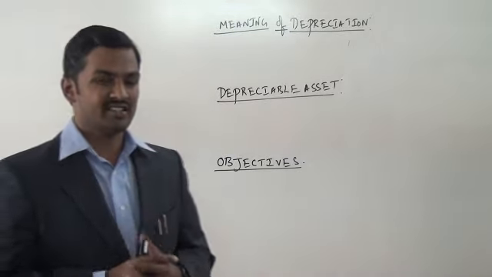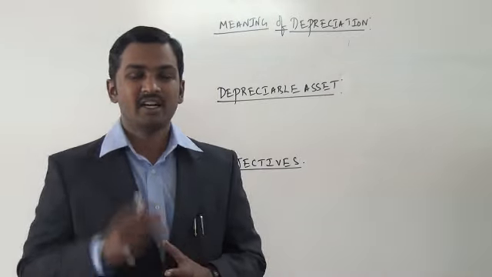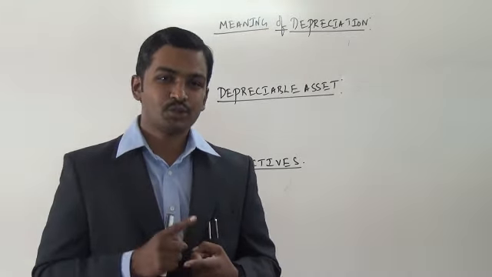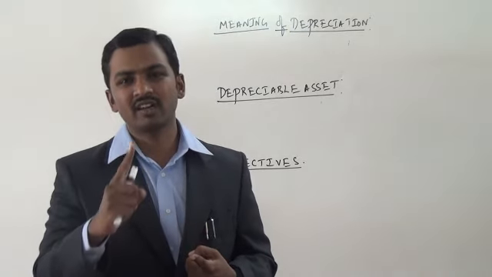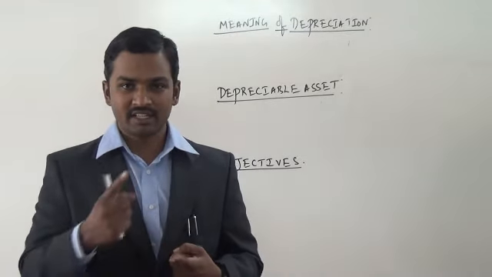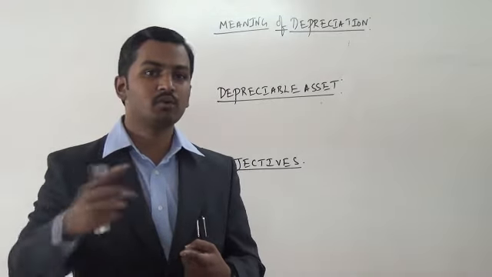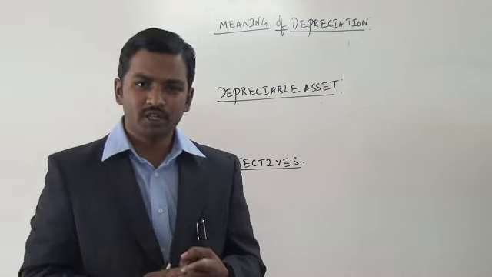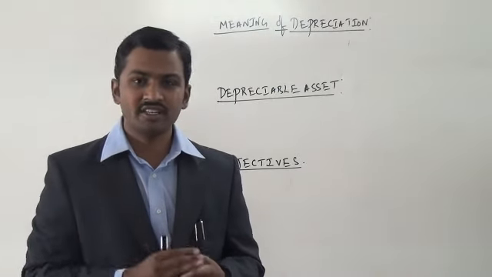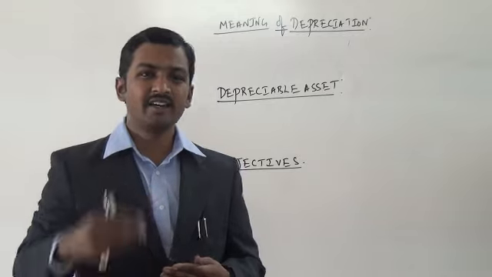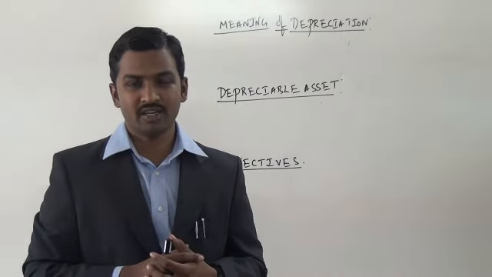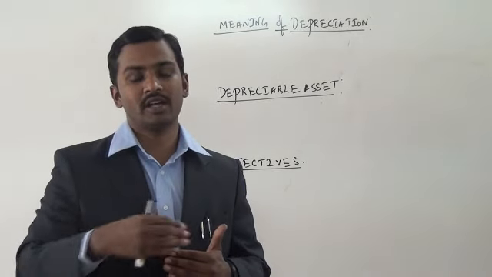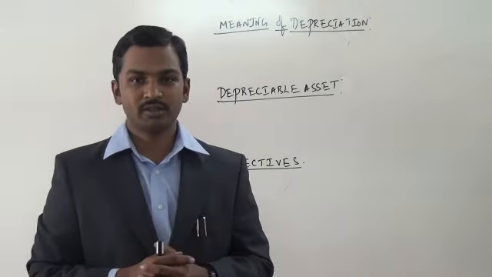Now, to call an asset a depreciable asset, it has to satisfy certain conditions. The first condition is the asset should have useful life of more than one accounting period. Let us take an example. Building, it is useful for more than 1 year. Machinery, it is useful for more than 1 year. Computer, it is useful for more than 1 year. Furniture, it is useful for more than 1 year. Vehicles, they are useful for more than 1 year. These assets can be called depreciable assets because they have a life of more than one accounting period.